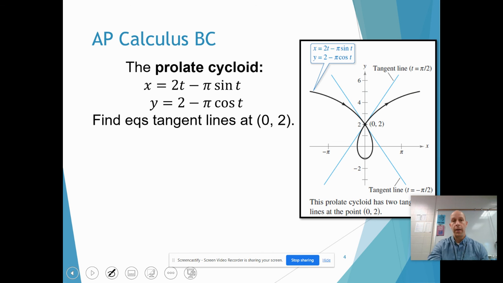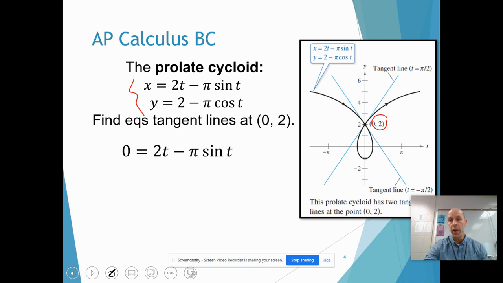In calculus BC, we'll be looking at parametric equations. I've got the parametric equations for this prolate cycloid. The graph is this black curve on the right. Students are asked to find the tangent lines at the point (0, 2). The first thing we would do is establish what the value of t is going to be for this that we're going to have to find.